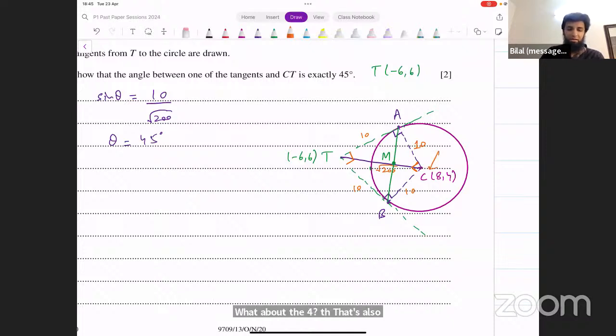All angles are 90. And we know this is radius, both of them are equal. Adjacent sides are also equal. Angles are 90, all sides are equal. What's that shape? A square. So we know it's a square from that reason. Okay.